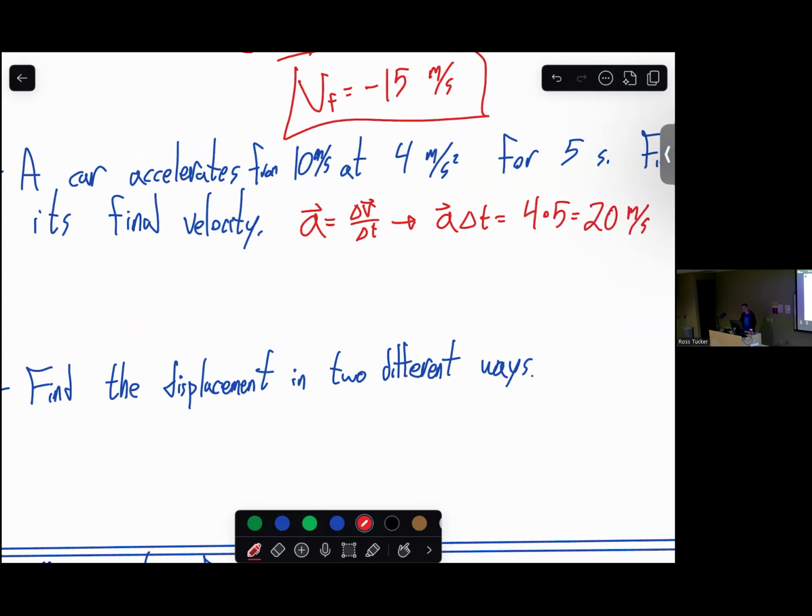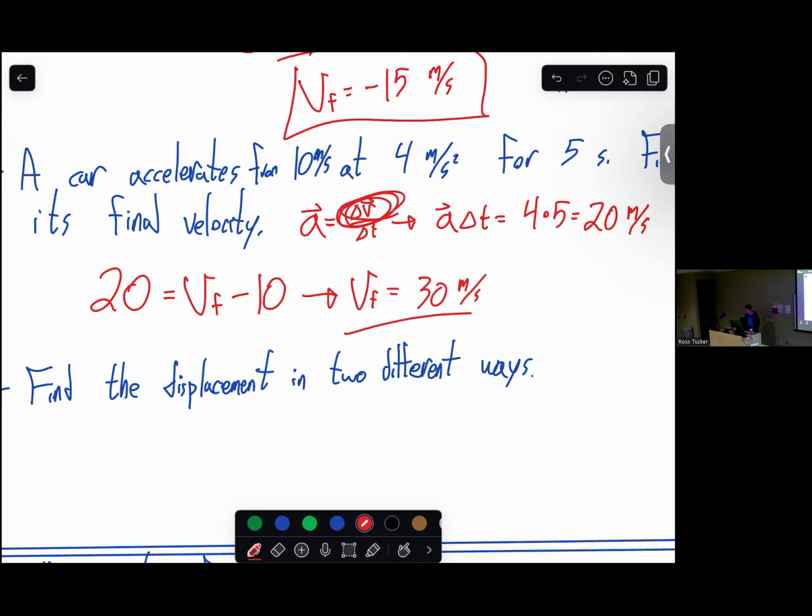What does 20 meters per second tell you? It tells you your speedometer has changed by 20 meters per second. In other words, we could write V final minus V initial equals 20 meters per second. And I gave you a V initial. Solving this brutal equation, I can deduce, if my algebra is not incorrect, that my final velocity is 30 meters per second.